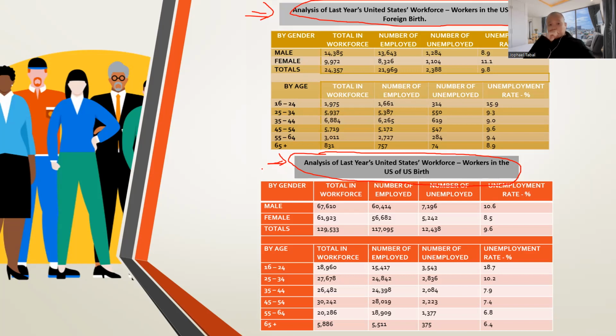So read first. Now, after reading, we have understood that the first graph here shows the workers in the US who were born outside the USA, foreign-born. Now, graph number 2, the red one, shows the workers in the US who were born in the US. So that means they are local or natural-born US citizens. The graph shows the number of the workforce. That's it.